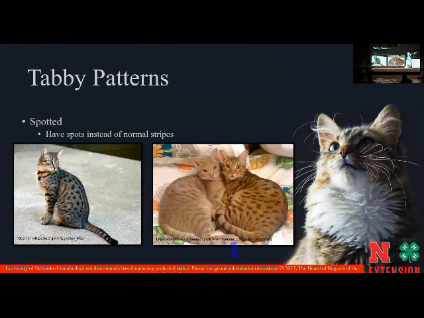All right, then the next type of tabby is the spotted tabby. Now, instead of stripes, over time they were selected for ones with spots, where the stripes broke up, and now they're a spotted tabby. So these are a little bit less common than the mackerel tabby with the striping.